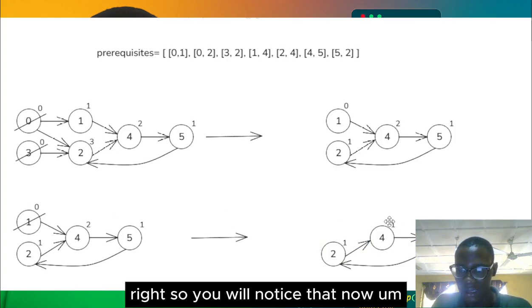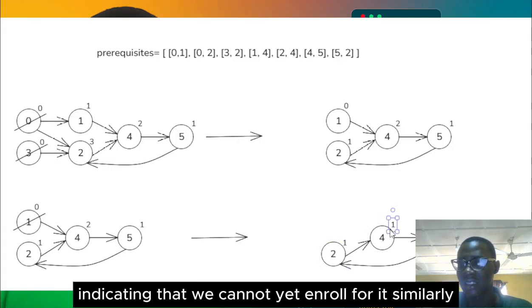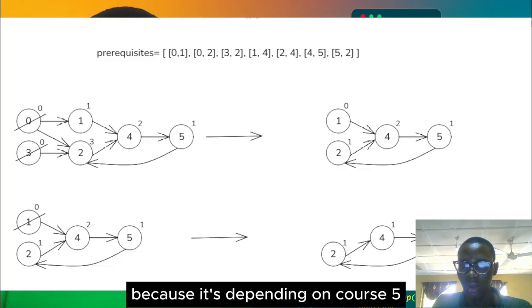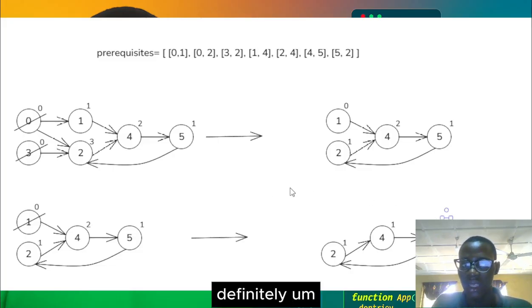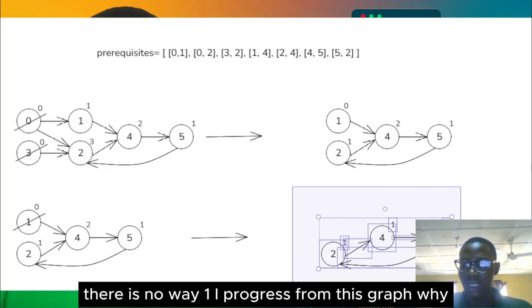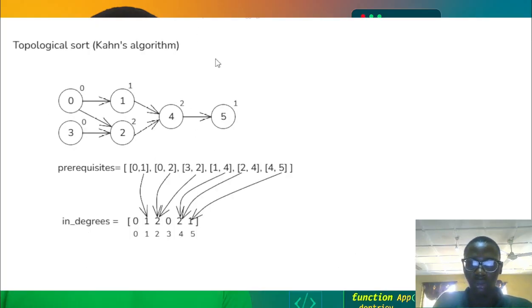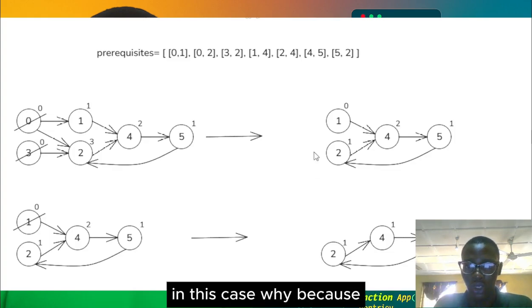So you will notice that now course 4 actually depends on course 2, right? So its in degree is 1, indicating that we cannot yet enroll for it. Similarly, course 2 has an in degree of 1 because it's depending on course 5, indicating that we cannot yet enroll for it as well. Definitely there is no way we can progress from this graph. Why? Because none of them have an in degree of 0, right? And that means we are going to be returning false in this case.